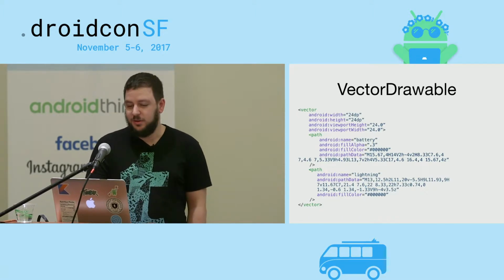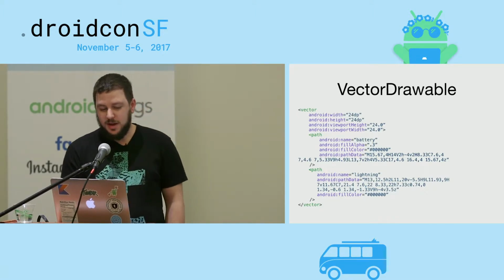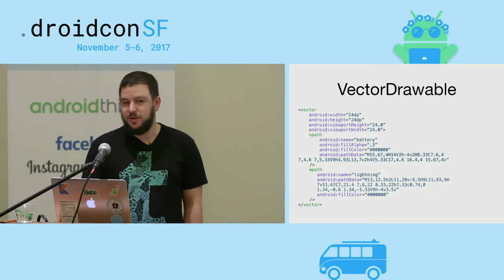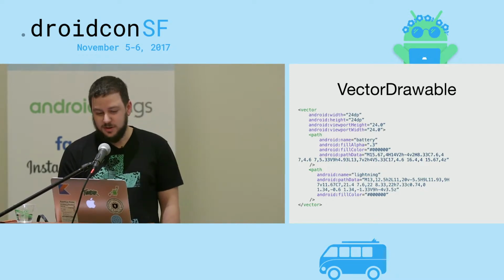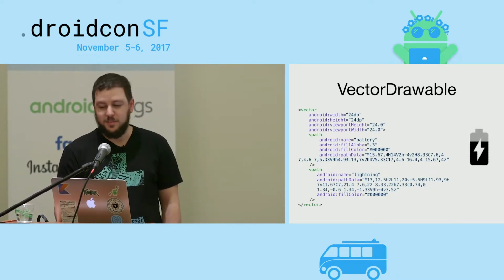So this is what a sample vector drawable looks like. This particular one I just copied from the Android documentation, and it's just a battery indicator.